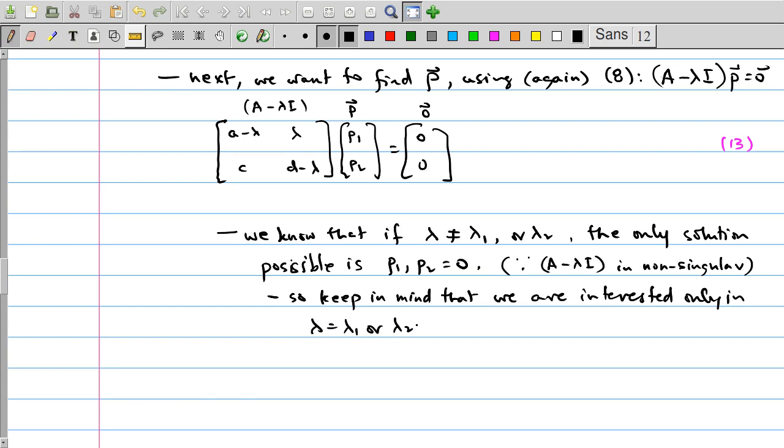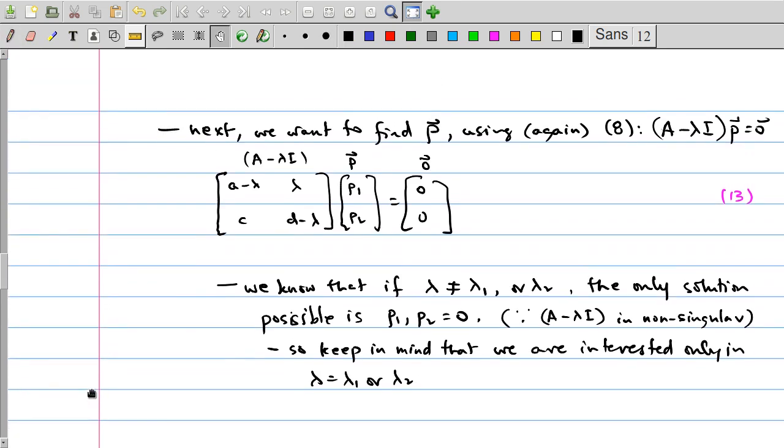Just a quick question. Isn't A minus lambda I singular? If lambda is not equal to these two, the only solution is p1 equals p2 equals 0. But if it is equal to one of them, then it's singular. So that's the case that we are interested in.